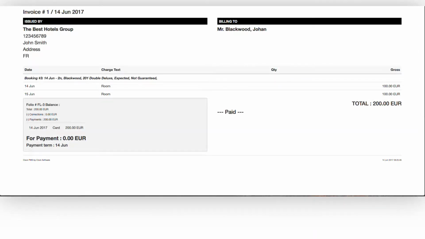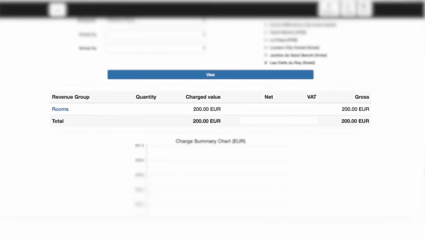The first one is no tax. In the no tax mode, the net and tax columns are empty. The tax percent column shows 0% and the gross amounts are the same as the rate prices because no tax is set to the rate prices. The charge and folio reports do not show net amounts and tax amounts.